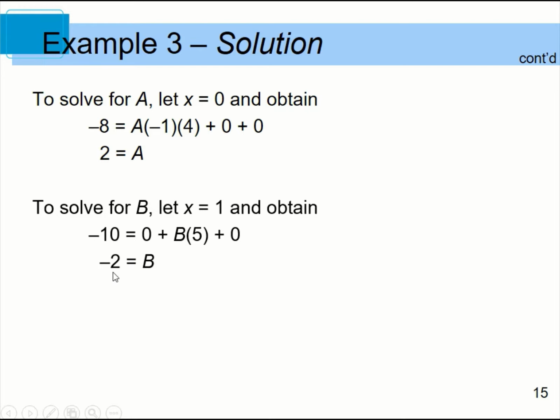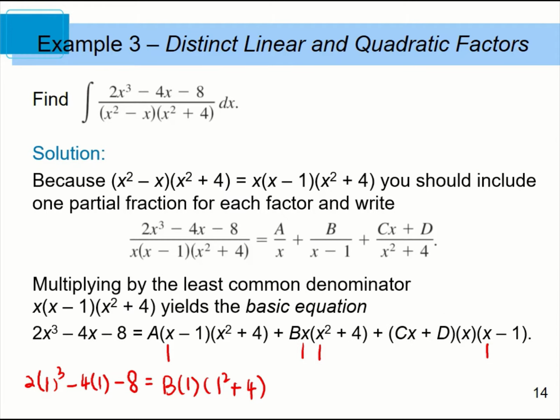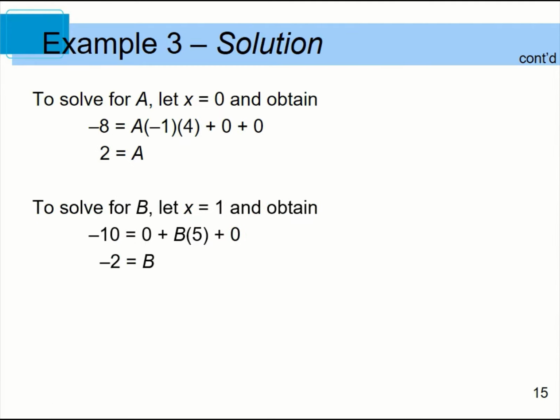Okay, and finally we want to solve for c and d. Now how to solve for c and d? To solve for c and d, we can actually use the values of a and b we obtained. So the value of a is 2, and the value of b is negative 2. We can use these values and substitute the value for x.